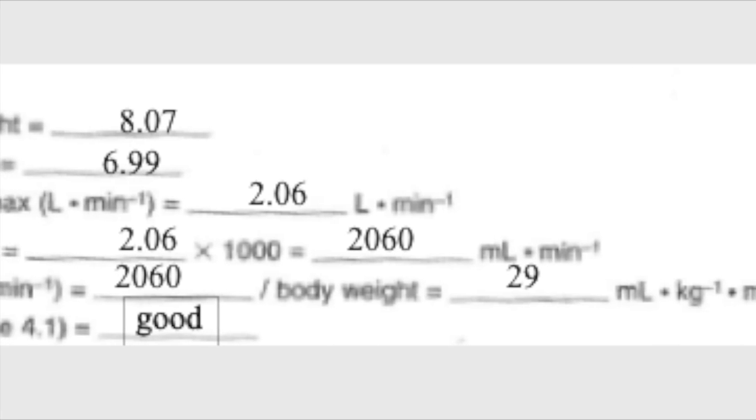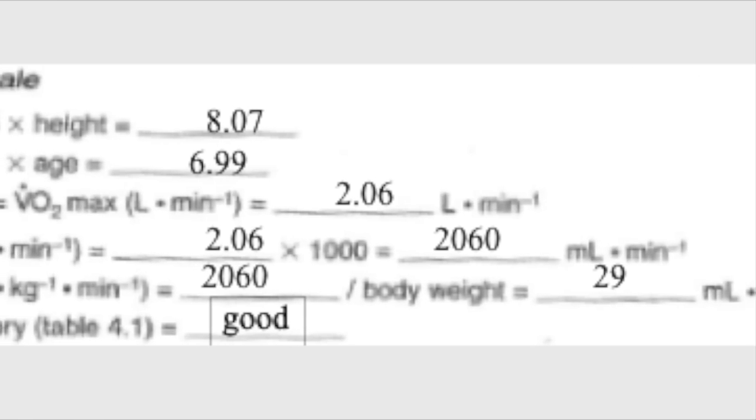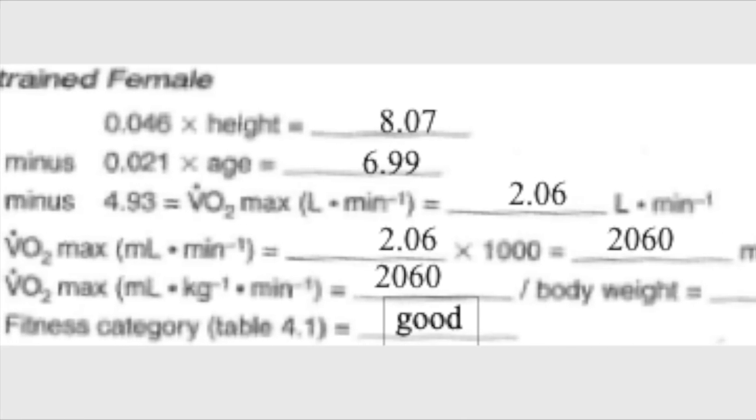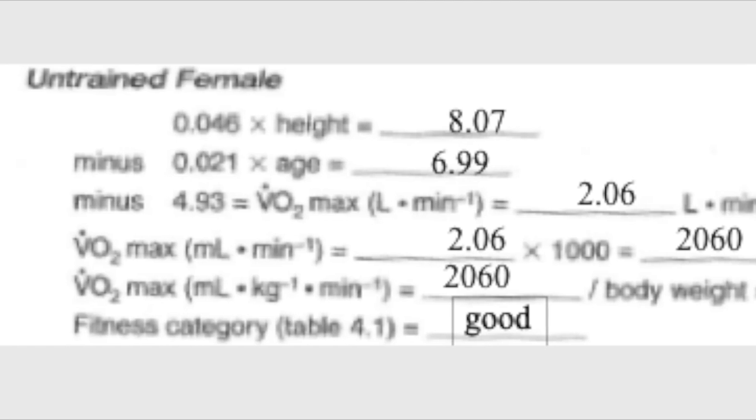And from the sub-max VO2 assessment, I found she had a VO2 of 29 and she's 51. So from the table that I found, she is in the category in our age group of good.